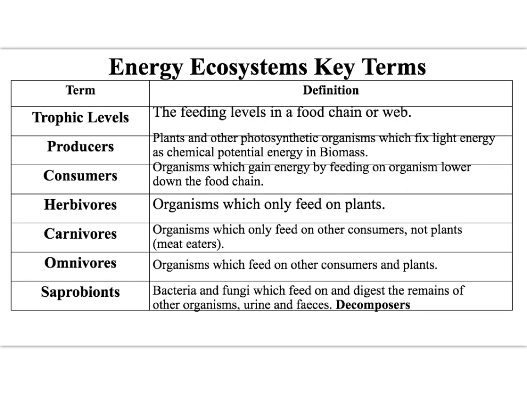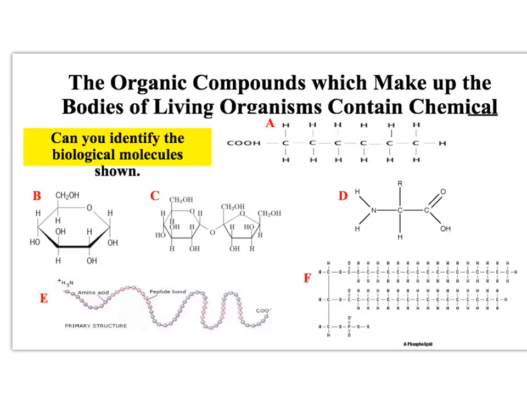Consumers are organisms which gain energy by feeding on organisms lower down the food chain. Herbivores only eat plants. Carnivores feed on other consumers, not plants. Omnivores feed on consumers and plants. And saprobionts or decomposers, like we looked at with nutrient cycles, bacteria and fungi, which digest the remains of other organisms, urine and feces. So a bit of revision, if you can just pause the video and identify the molecules.